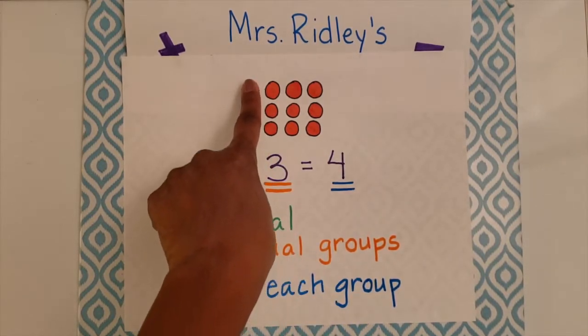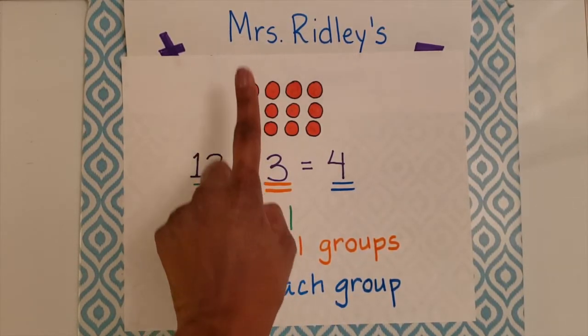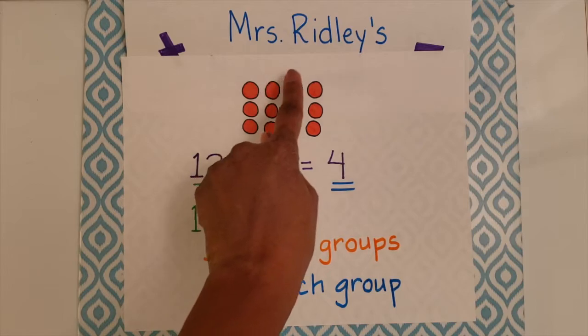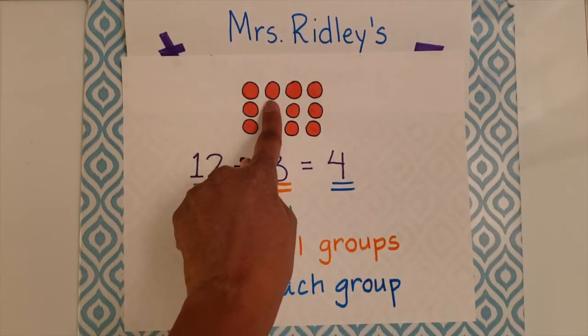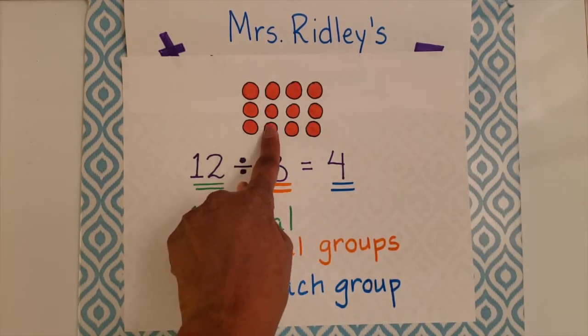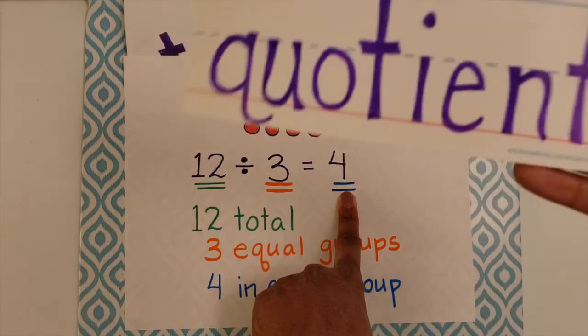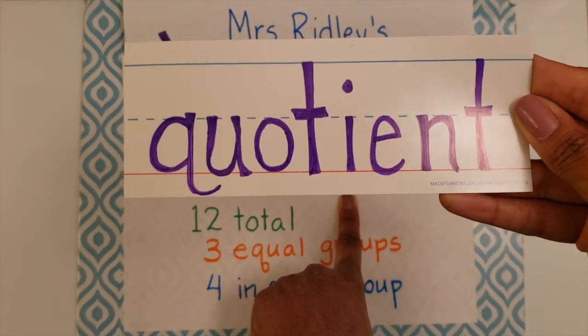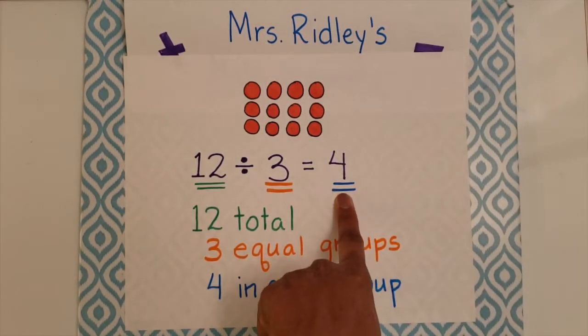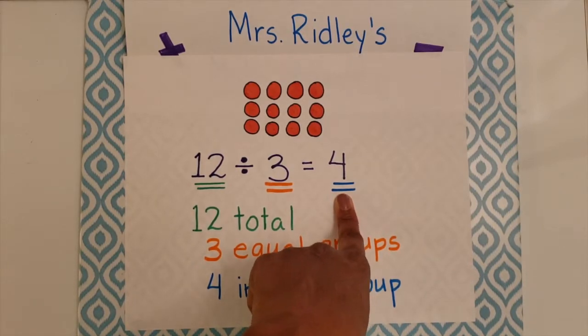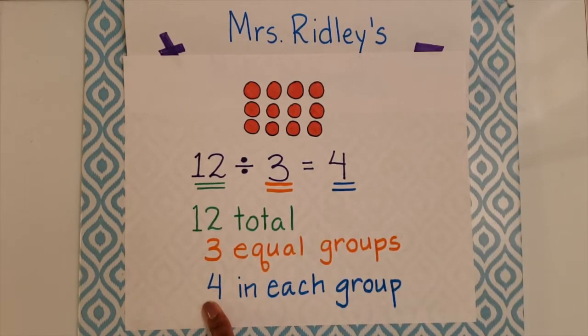Okay, so if we count each group, there are 4 in each one. Let's do that. 1, 2, 3, 4. 1, 2, 3, 4. 1, 2, 3, 4. 4 in each group. And 4 is also our quotient. The quotient is our answer to our division equation. And it tells us there are 4 in each group.